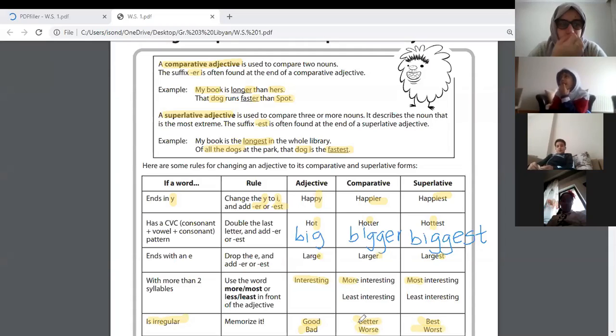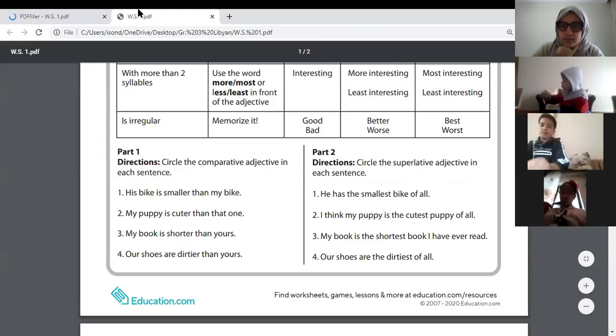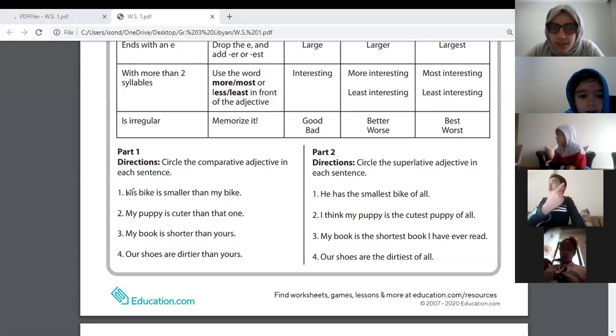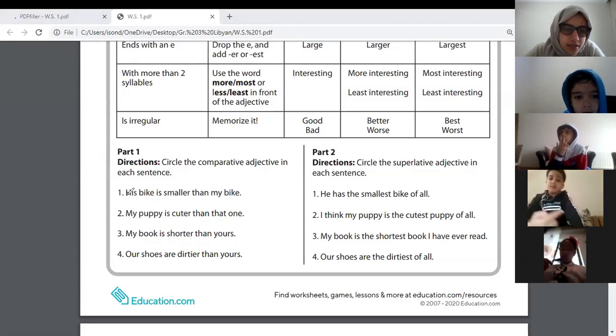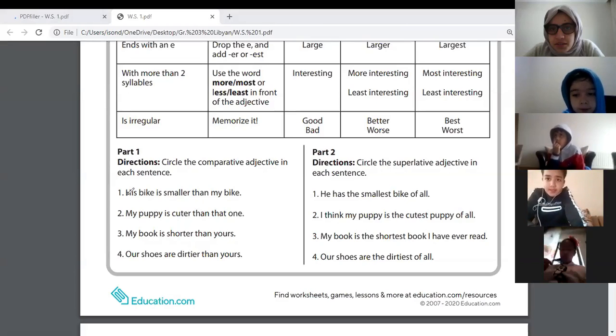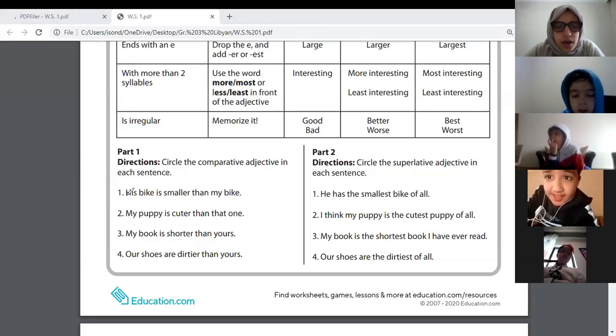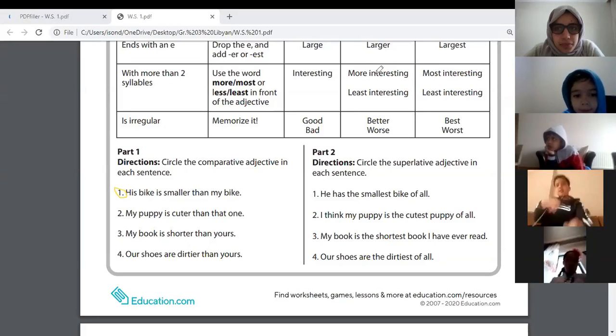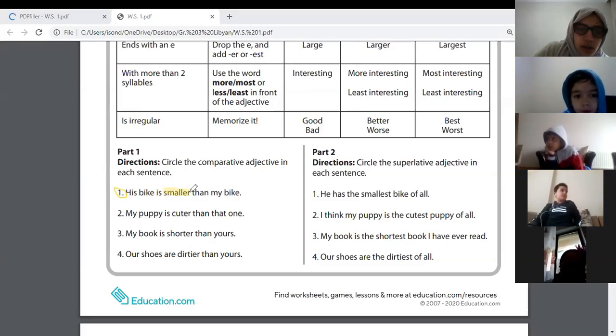I will choose you guys to help me with the examples. Who wants to start with the first one? Who wants to help me with the first one? His bike is smaller than my bike. So we are trying to find the adjective here, the comparative adjective. Smaller. Do you see it? Yeah, smaller. Well done, Yamin. Excellent. So I'm going to highlight the adjective here, and I know that this is the adjective because it ends with ER. Well done, Yamin.